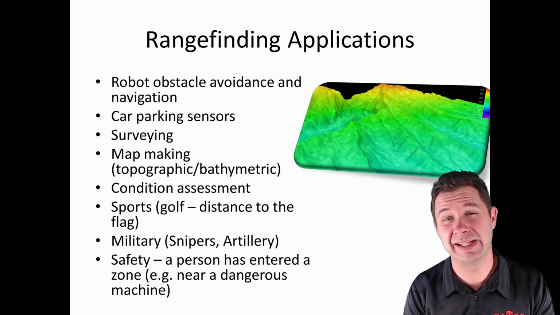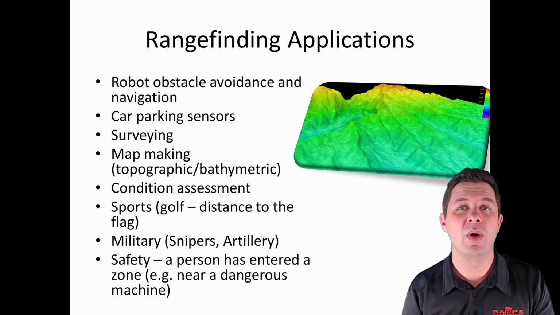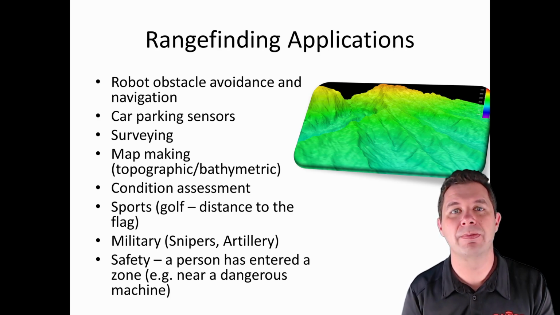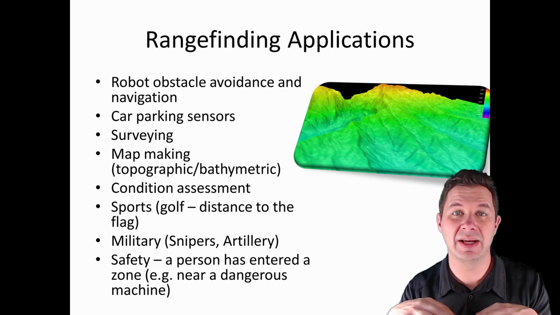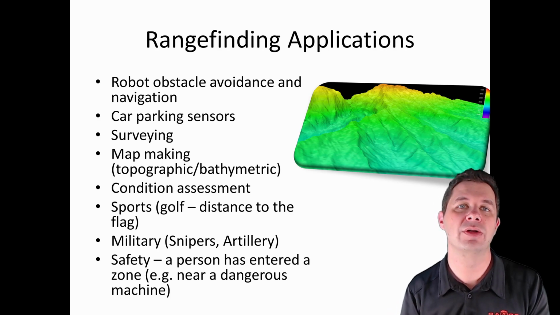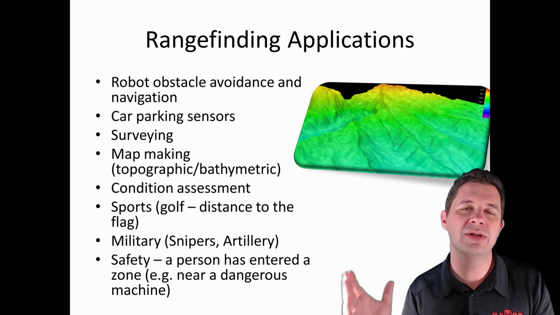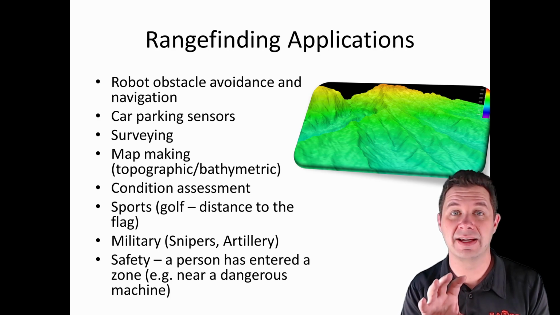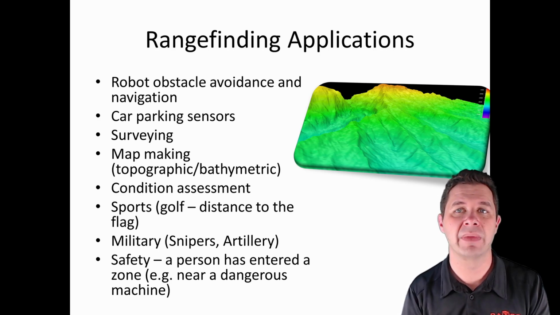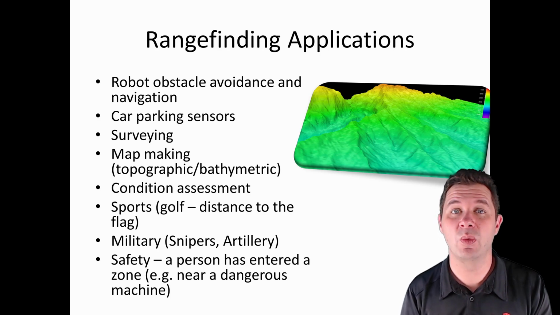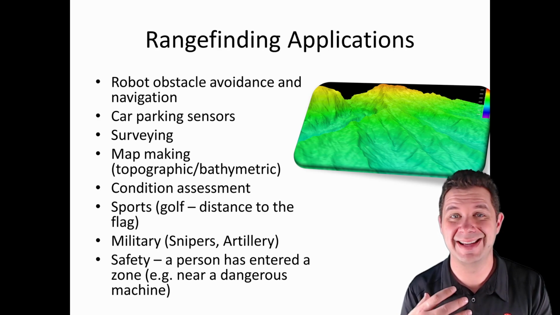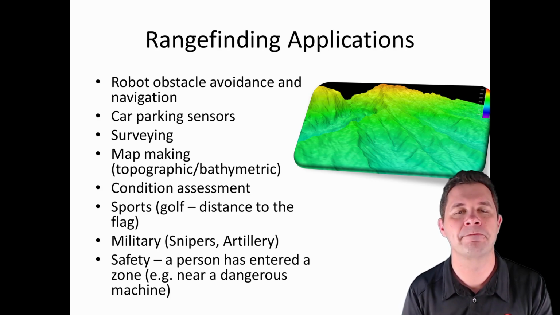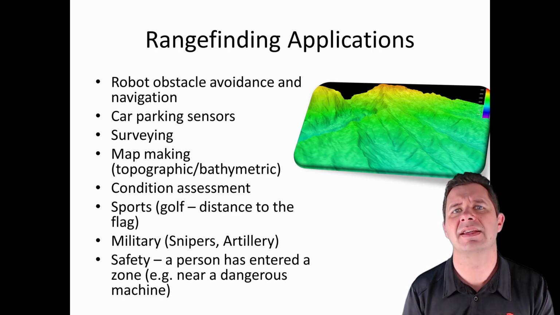Another part that's closely related to that is map making, whether it be topographic maps or bathymetric maps, when we're looking underwater and trying to work out what's actually below the surface of the water. All of those are things that we use sensors for with a rangefinder style application. We use them for condition assessment, when we're trying to measure and assess bridges and gaps that might be opening up and things like that. We use it for sports as well.